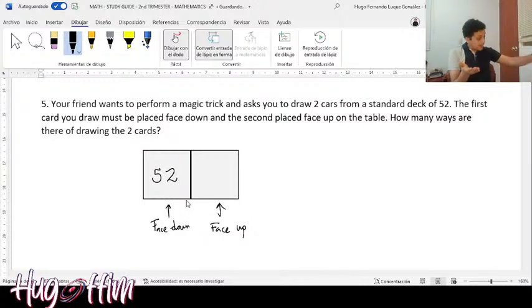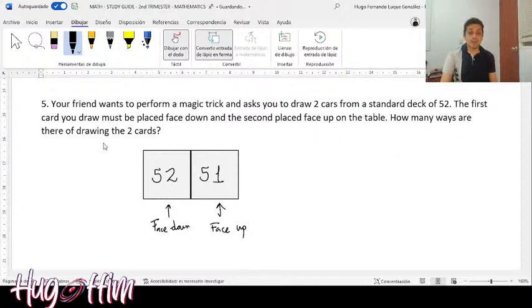And then you put it face down. So how many cards do you have in the deck? 52. So you have 52 cards. You take one face down, so now you have 51 cards in the deck. From these 51 cards, you're going to take one to put it face down. So you have 51 options.